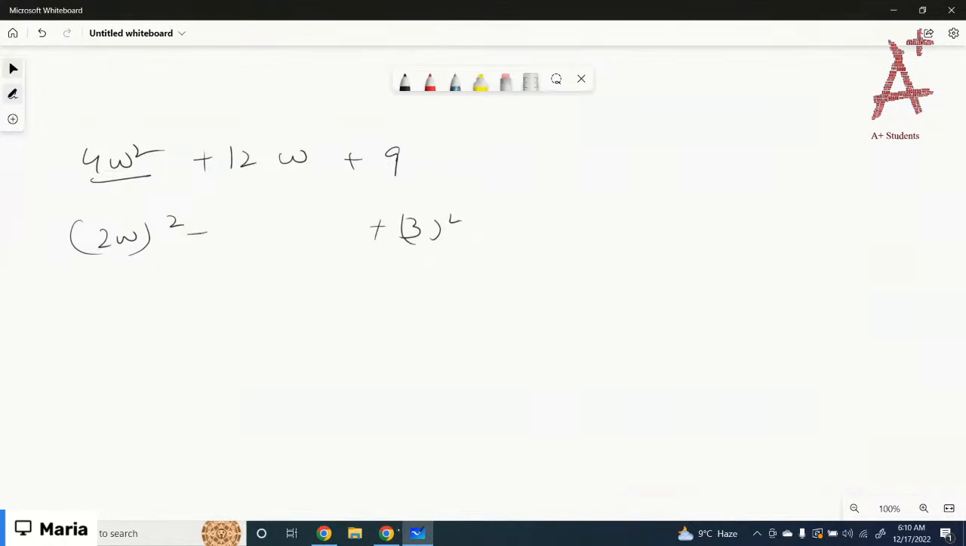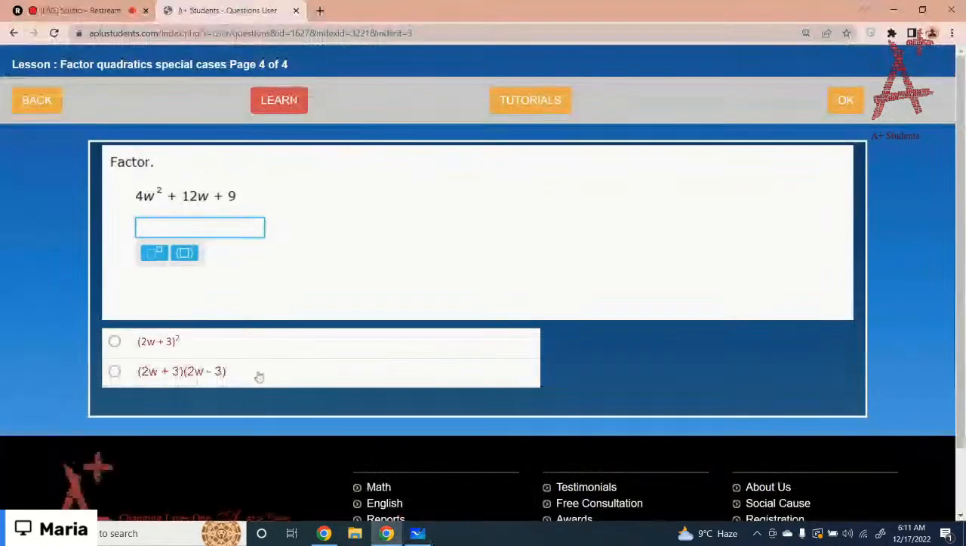Got it? It would be then 2 times 2w times 3. You can multiply them to check. 3 times 2 is 6 and 6 times 2 is 12. That means this is a perfect square, 2w plus 3 whole square. Got it? It would be 2w plus 3 whole square. So the first option is the correct one.